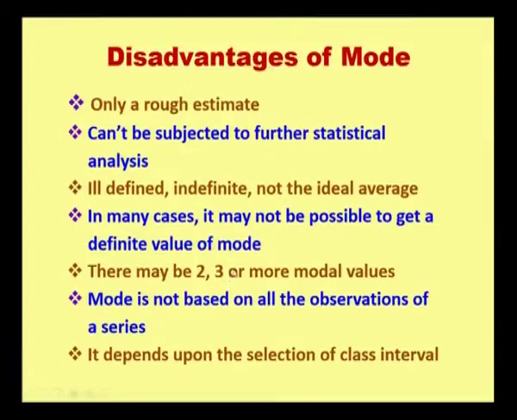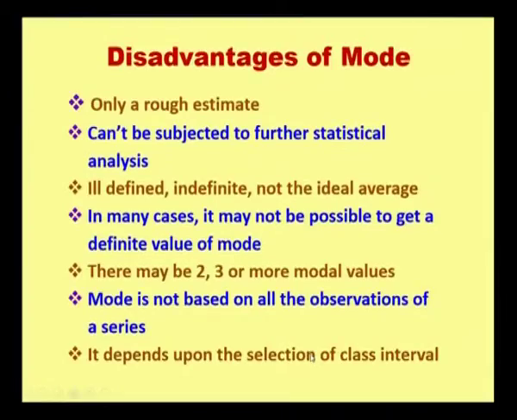There may be 2 or 3 or more modal values, and mode is not based on all the observations of a series. It simply says which value is occurring many times, and that data set may contain 20 or 30 items. It is immaterial. It only shows which value is occurring the largest number of times, and it depends upon the selection of the class interval. So, all these are the disadvantages of the mode.